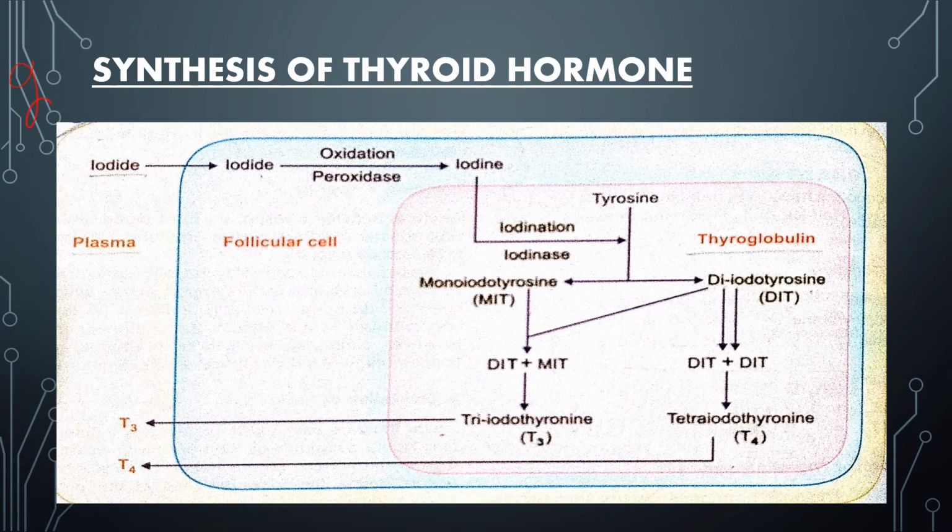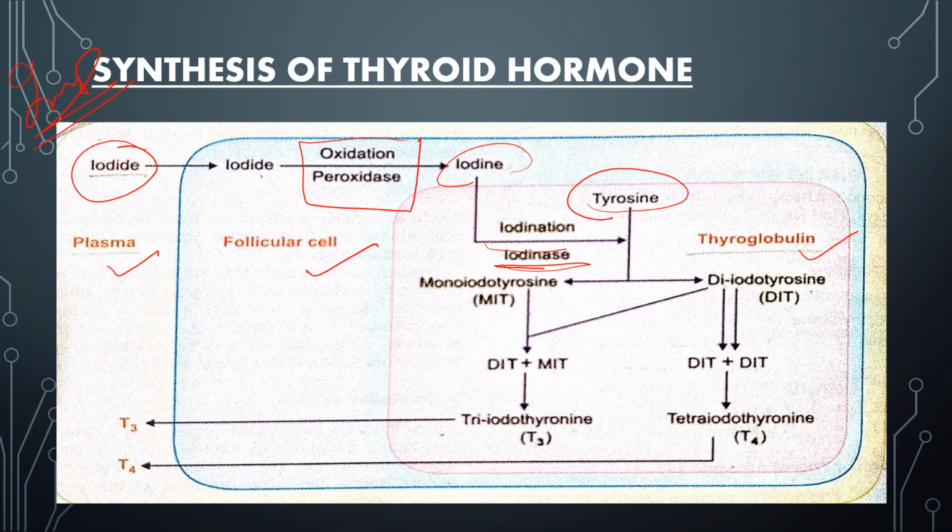Next comes the most important part, that is the synthesis of thyroid hormones. We have the three main parts: plasma, follicular cells, and thyroglobulin. The iodide present in the plasma converts into iodine by oxidation with the help of the peroxidase enzyme. This iodine causes iodination with the help of the iodinase enzyme and converts tyrosine into monoiodotyrosine and diiodotyrosine. Let me repeat it. Iodide converts into iodine, which helps in conversion of tyrosine into mono and diiodotyrosine.